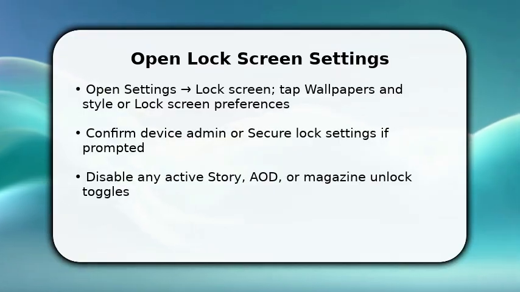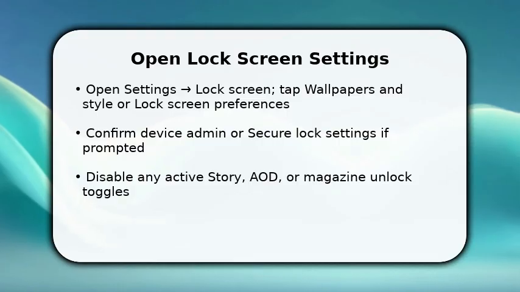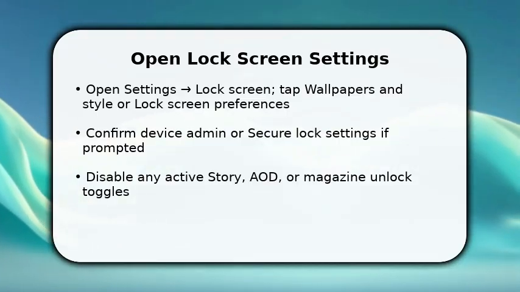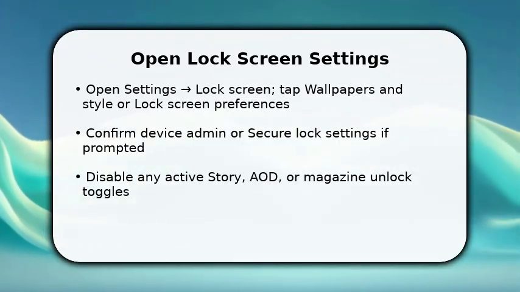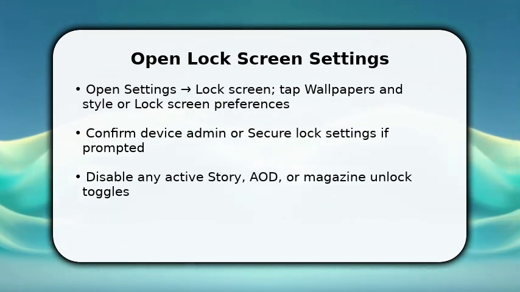Once done, locate Story, AOD Stories, or Magazine Unlock and switch them off. This first action removes the automated content source, so you stop getting rotating lock screen stories immediately and avoid later confusion. Next, prevent apps from re-enabling stories by removing their ability to supply content.